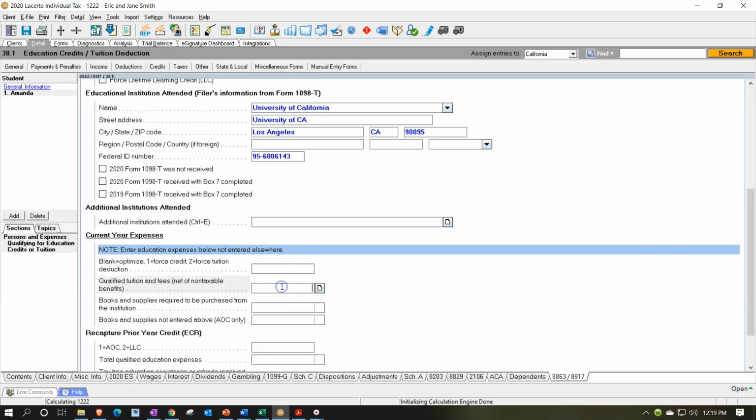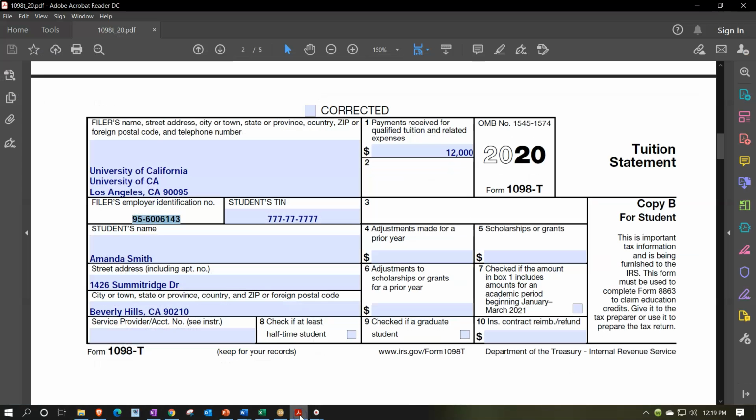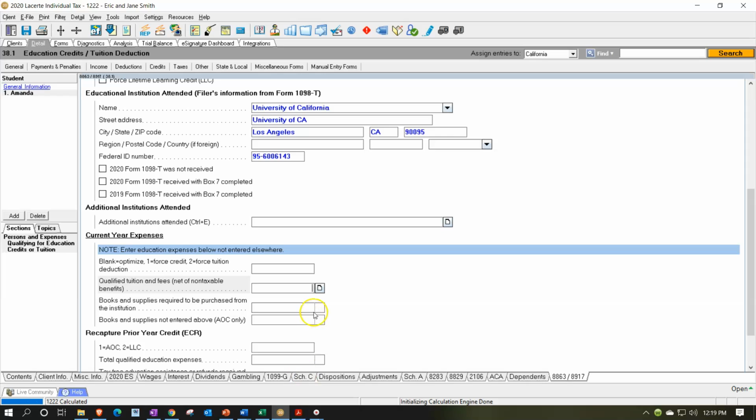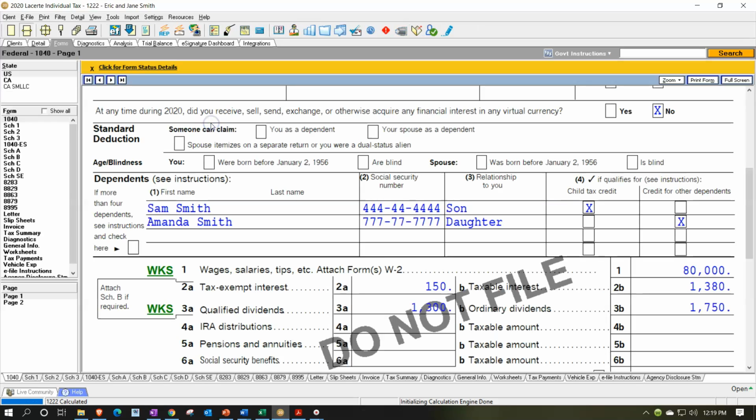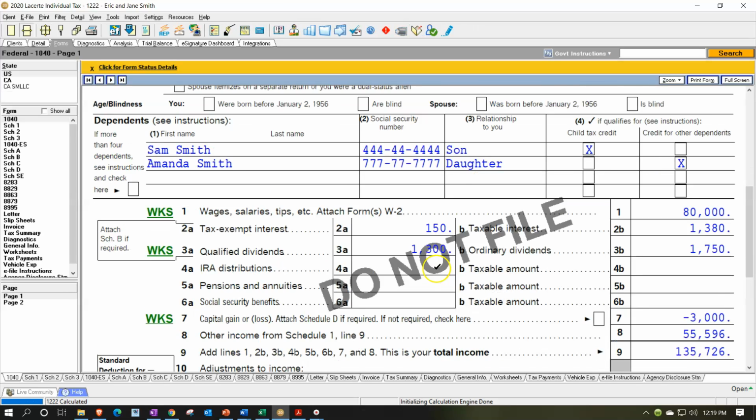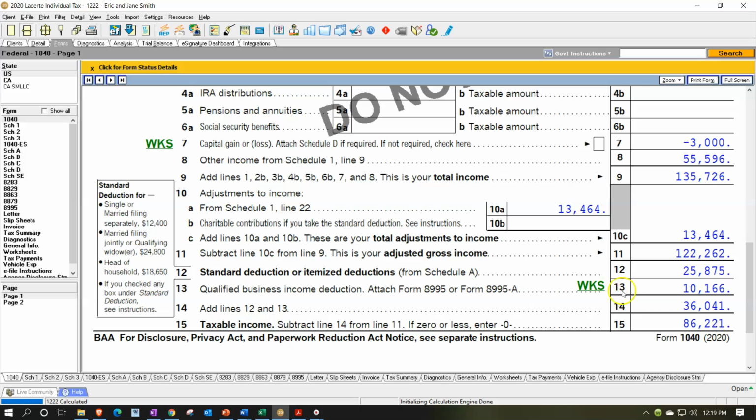So we're going to go on down to the qualified tuition, and that's going to be for the $12,000 we have. So I'm going to say $12,000. Now, if any other kind of expenses would qualify, you can go over those, but I'm going to put the $12,000 and keep it at that. So we're going to go over to our forms then, and we shouldn't have any change to the first page. We have the taxable income still at the 86,221.